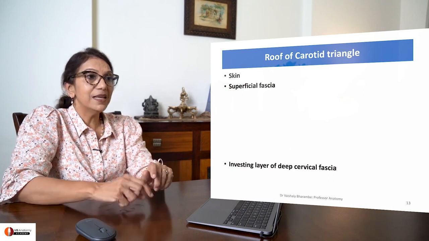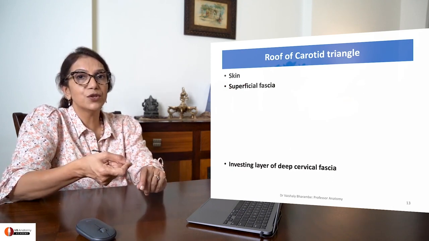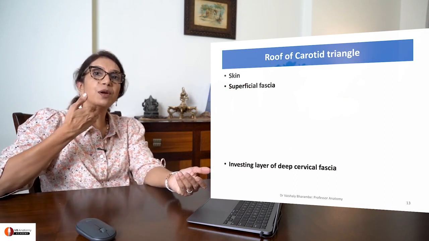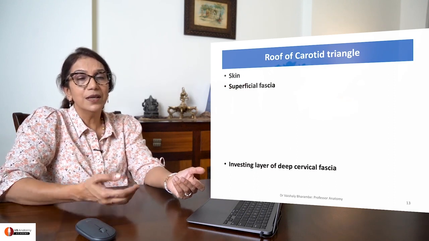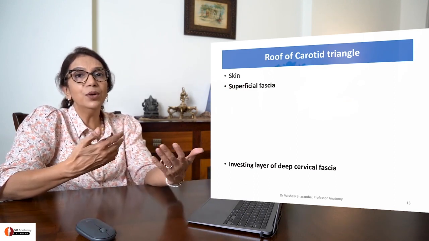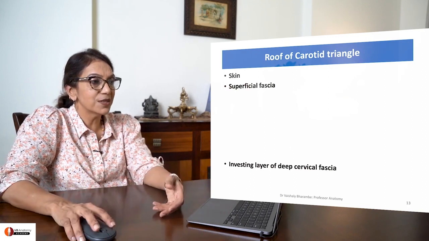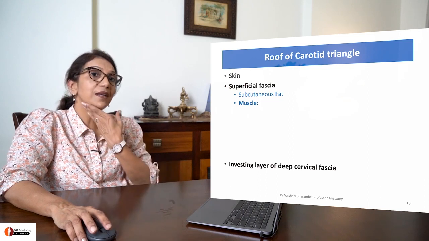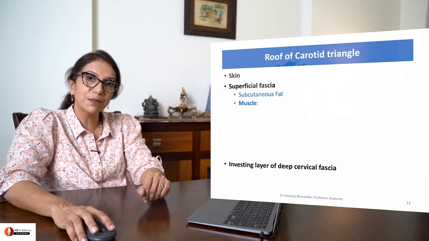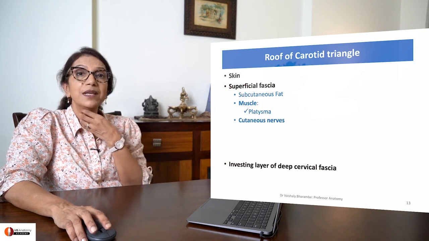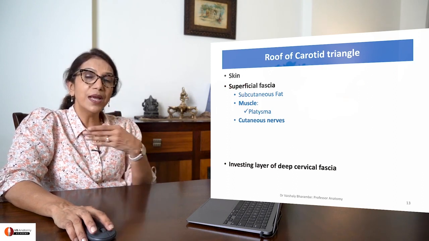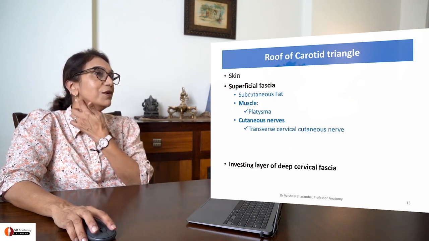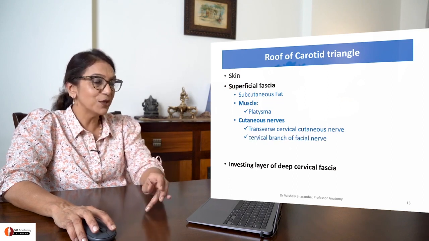Correct? But there is something more special in the superficial fascia that needs to be mentioned. Why are we mentioning it? Because when you are approaching this region for any surgery, these are the structures you are going to have to take care of. So what are the structures? Fat, of course. Muscle, which one do you find here in the neck? Of course, it's the platysma. Then cutaneous nerves for the wonderful sensations in your neck. What are the nerves there? Transverse cervical cutaneous nerve and one coming from parotid down, cervical branch of facial.